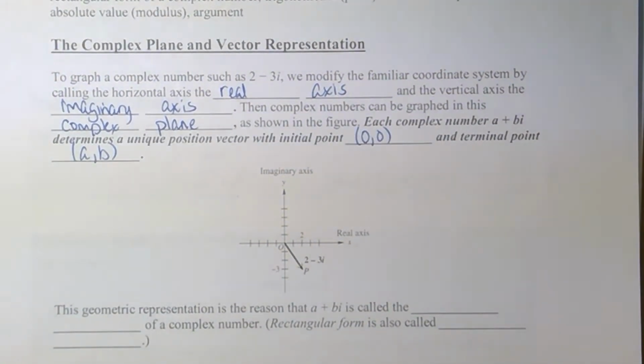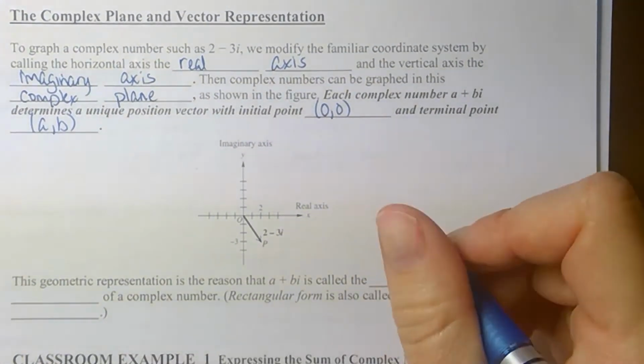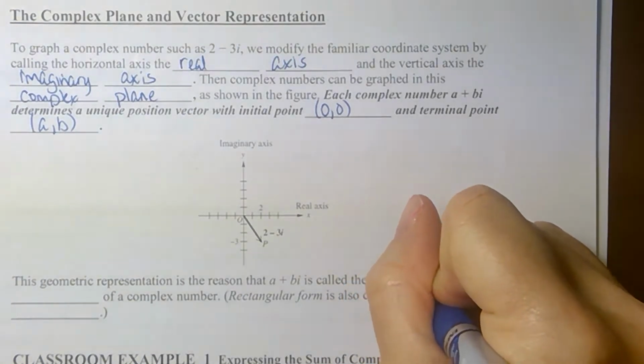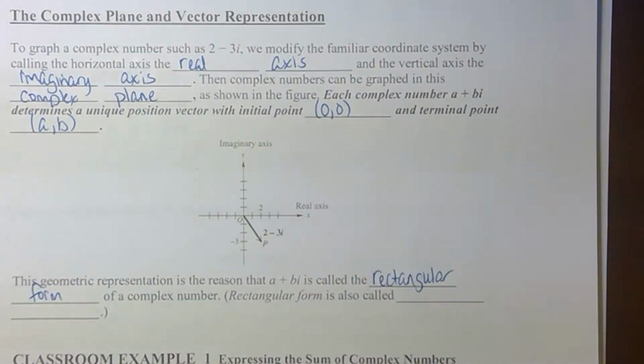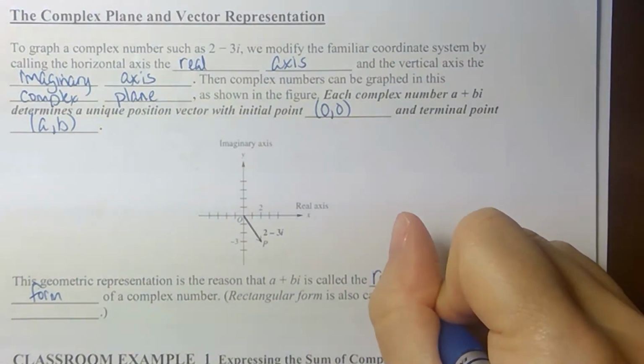Notice that when I graph, I don't just have a segment or a dot, I have a vector, a directed line segment with an arrow at the end. The stopping place is that 2 minus 3i. This geometric representation is the reason that a plus bi is called the rectangular form of a complex number. Rectangular form is also called the standard form.